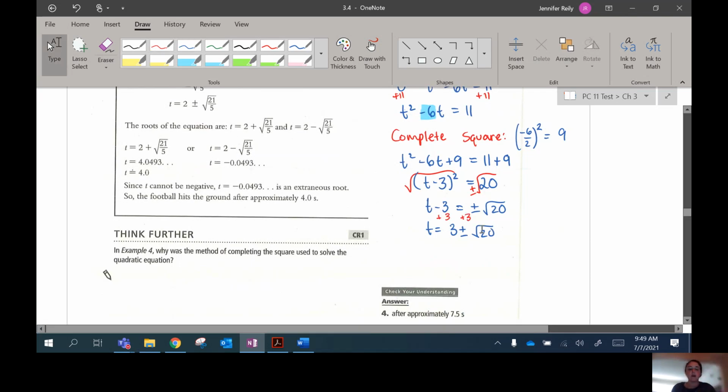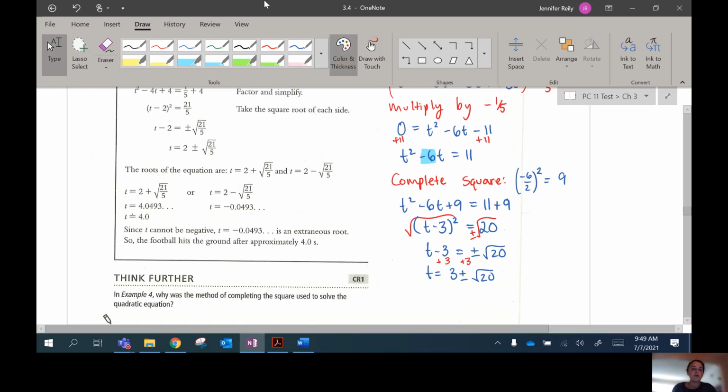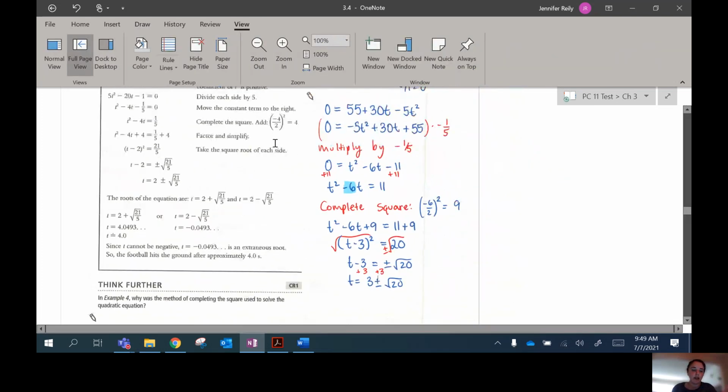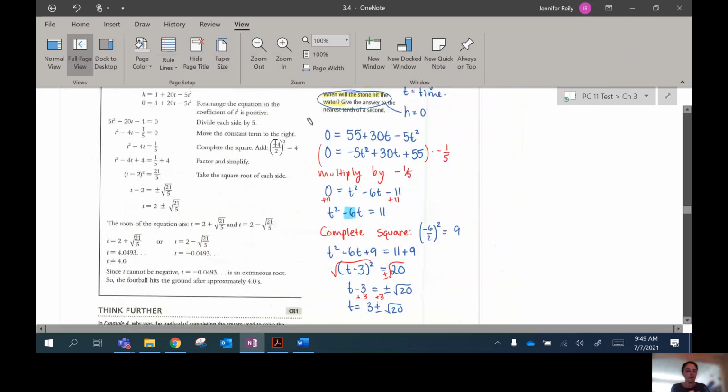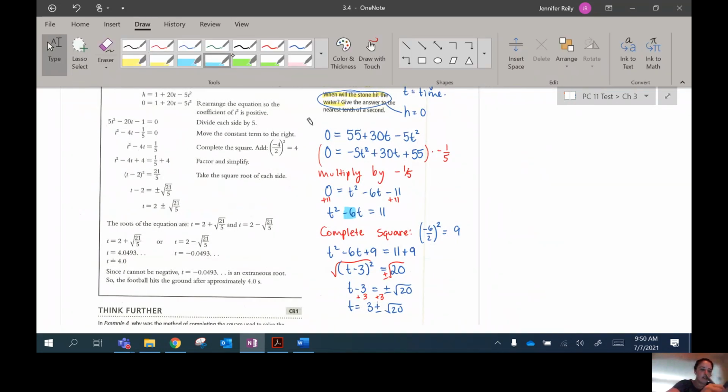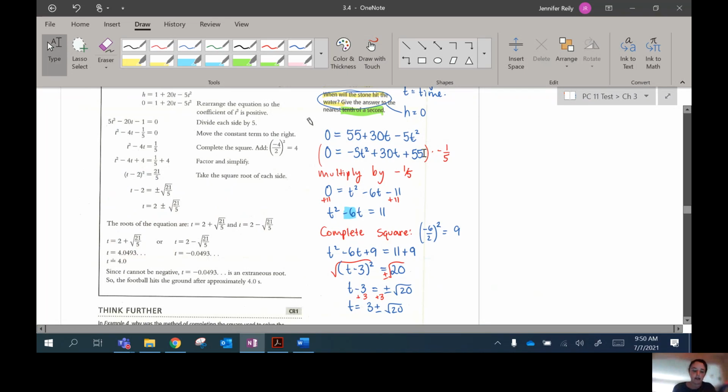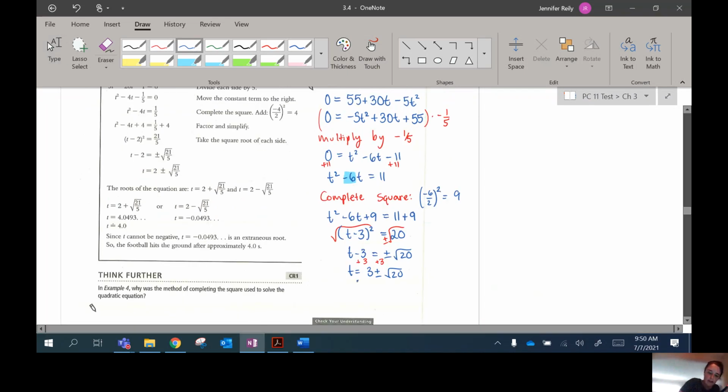Now, when this is a word problem, usually the question will ask you to write an approximate decimal answer so that you can put it in the context of the scenario here. So we're going to actually use our calculator here, and it says give the answer to the nearest tenth of a second. So let's plug in both answers. T equals 3 plus root 20 and t equals 3 minus root 20, and see what those are equal to. 3 plus root 20 is about, I'm going to put a little dot because I'm rounding, 7.5 seconds.